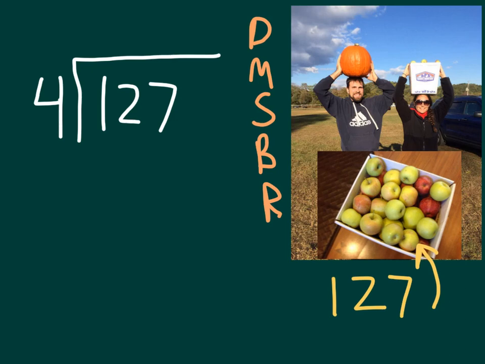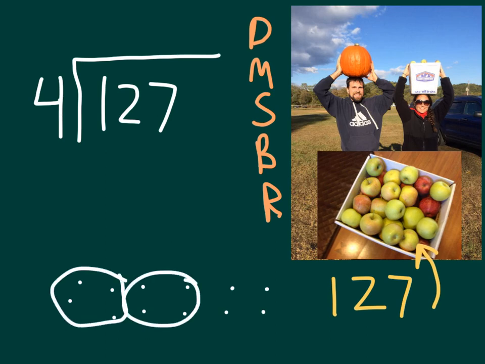So let's see, if I have 1, 2, 3, 4, 5, 6, 7, 8, 9, 10, 11, 12, let's see how many groups of 4 I can get. Here's a group of 4, here's a group of 4, and here's a group of 4. So I got 3 groups of 4. I put that above the 2. And now I move to my next step, which is multiply. For multiply, I do 3 times 4, and that would give me 12.